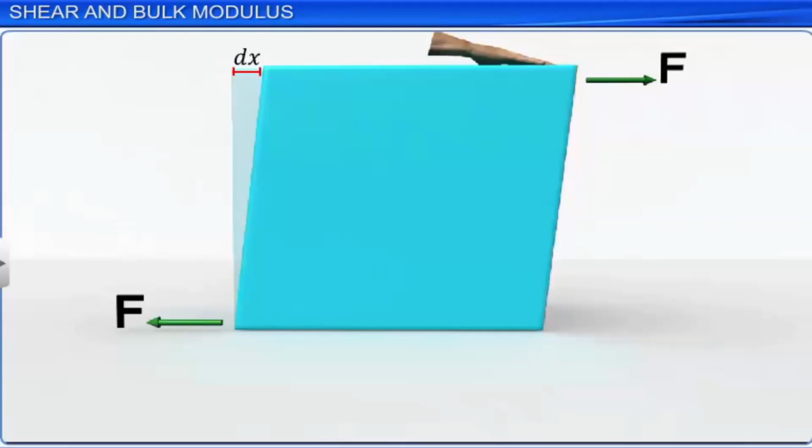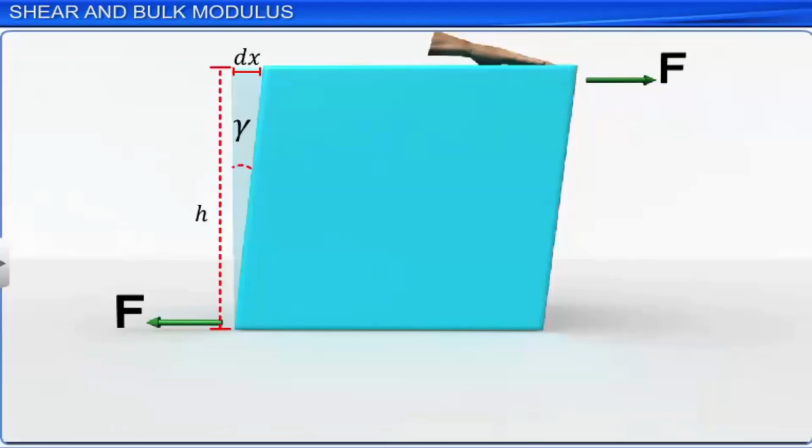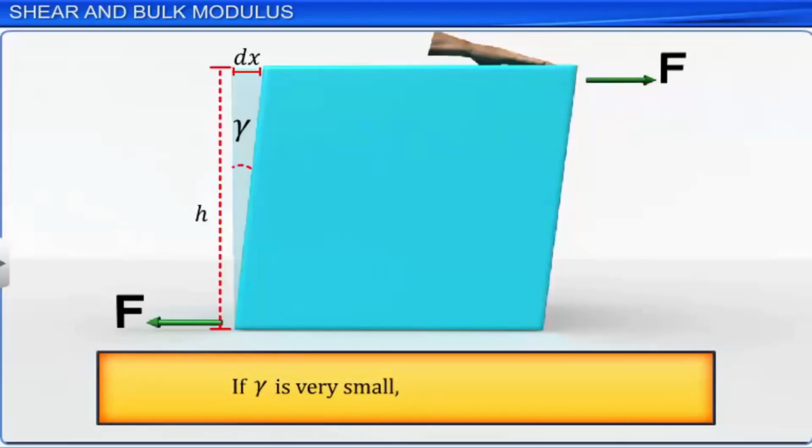Shear strain is defined as the ratio of the lateral displacement of the top layer of the solid with respect to its bottom layer, which is the ratio dx to h. This is equal to the tangent of the angle gamma, where gamma is expressed in radians. If the value of gamma is very small, tan gamma can be approximated to gamma, and hence the value of gamma is calculated by taking the ratio of dx to h.